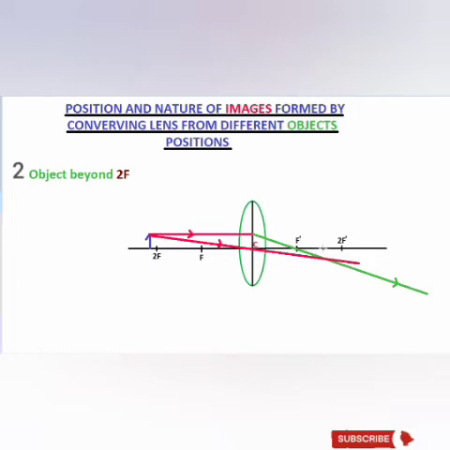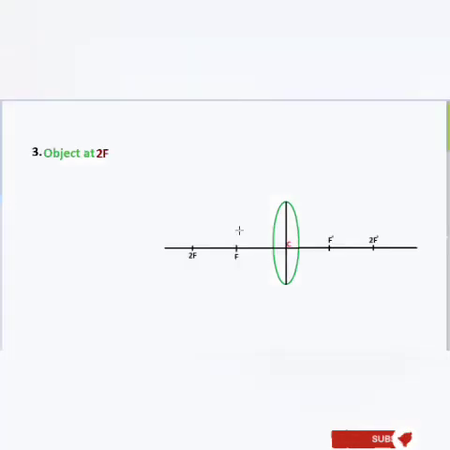So I'll draw from the principal axis down to the point where they intersect. I'll indicate with my arrows to show that the image is inverted. So let's look at the nature of the image. A real, diminished, and inverted image is formed between F prime and 2F prime.